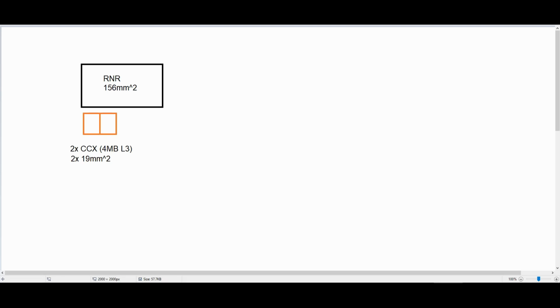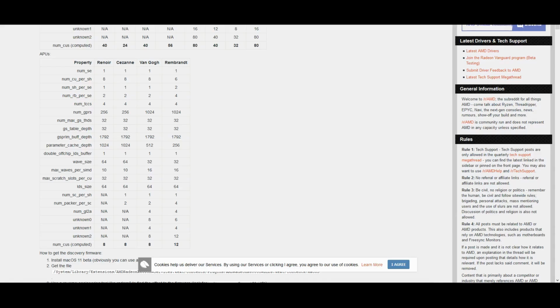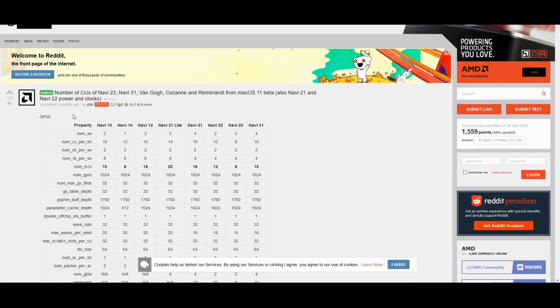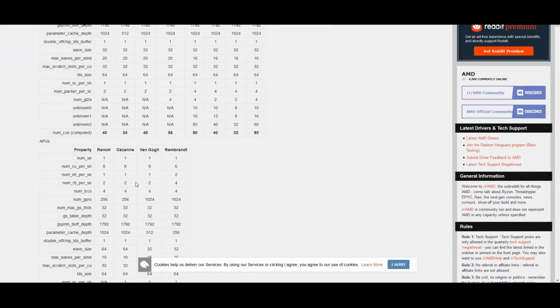Zen 2 APU, so 4 cores with a single CCX, and then with RDNA 8 CUs for the GPU side. This RDNA config was leaked previously in early last year, I think. When was this? 6 months ago.